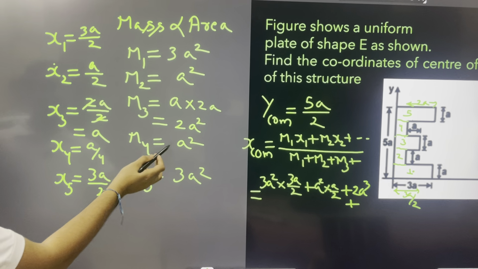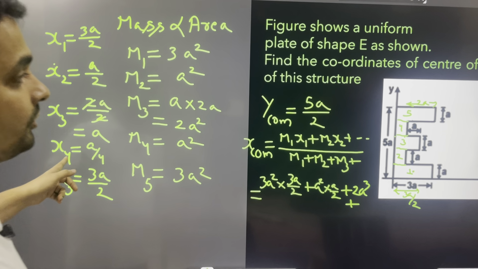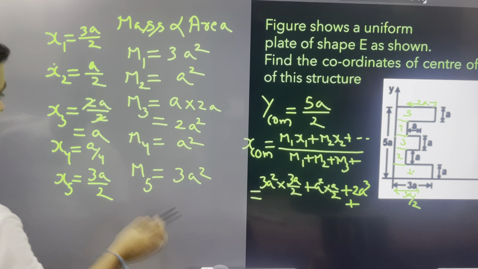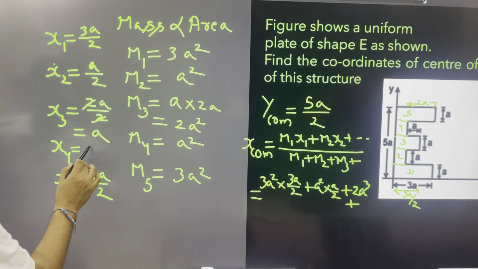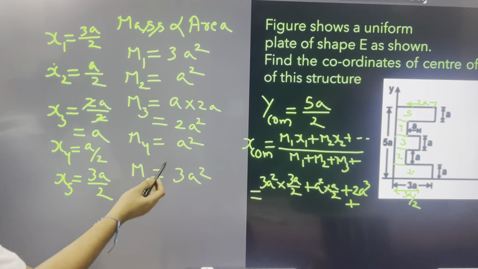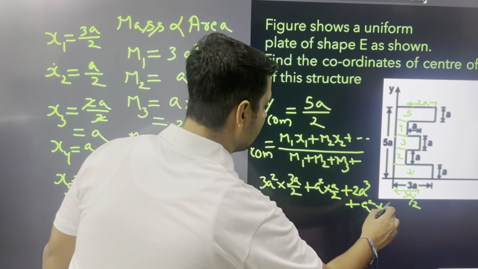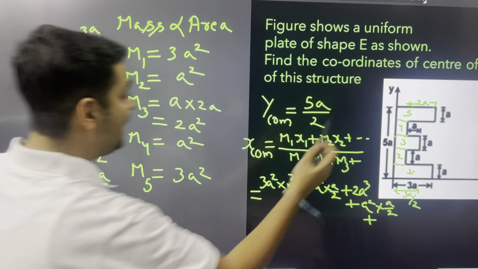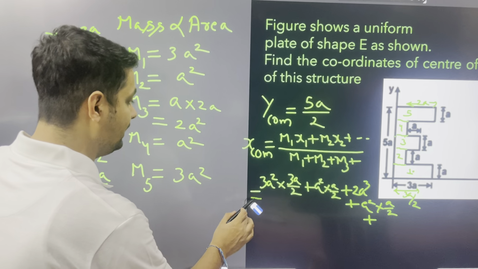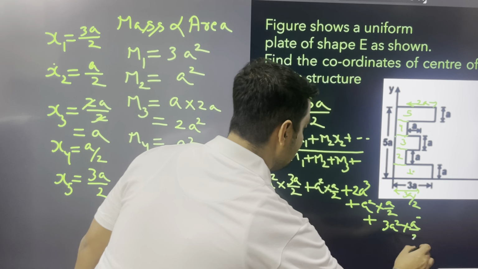Plus m4, a square into x4. Why have I written a by 4? We have to check. x4 is a by 2, because from the y-axis this is a length, so a by 2. So it is m4, a square into a by 2. Then plus m5, which is 3a square into 3a by 2.